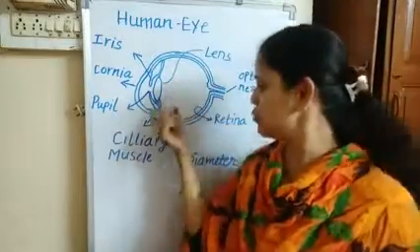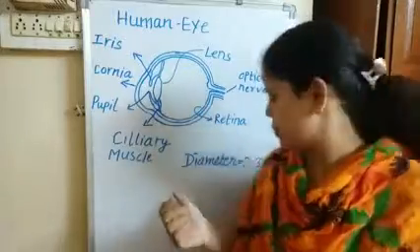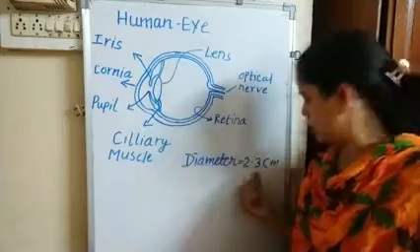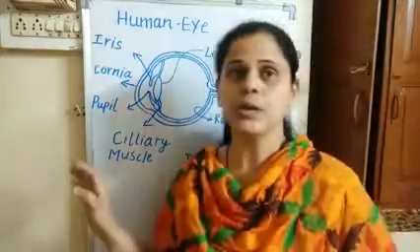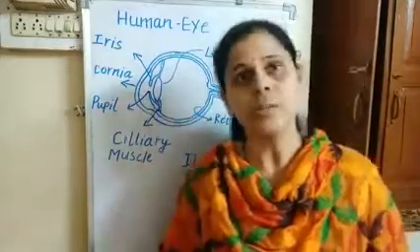So this is our human eye, and the human eye is mostly spherical in shape, and the diameter of this human eye is 2.3 centimeter. So today we will learn the structure and working of the human eye.